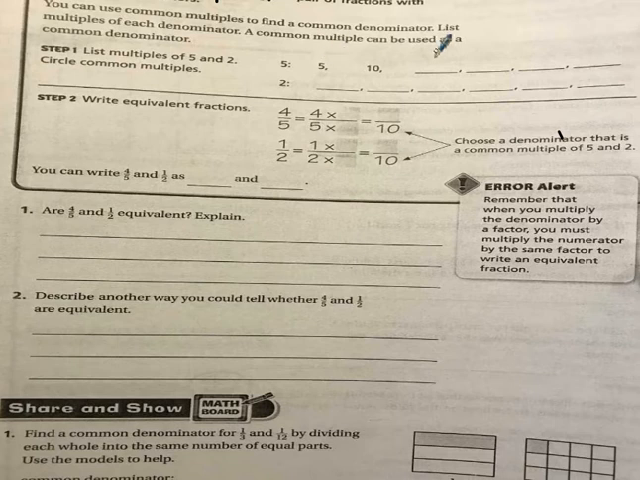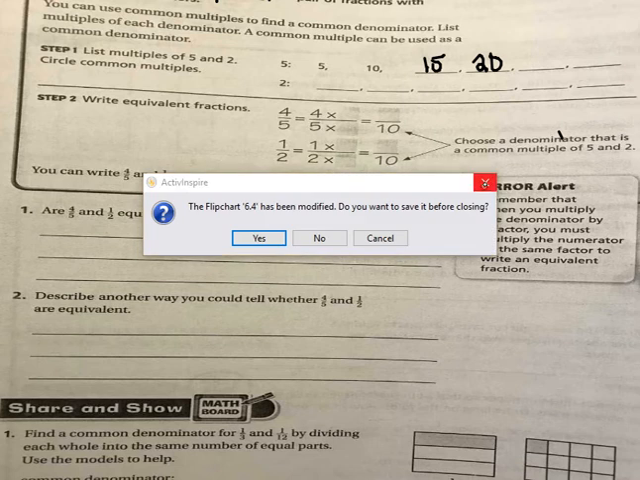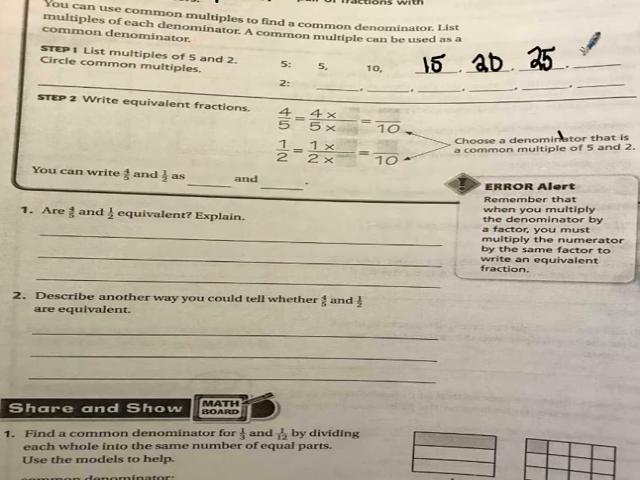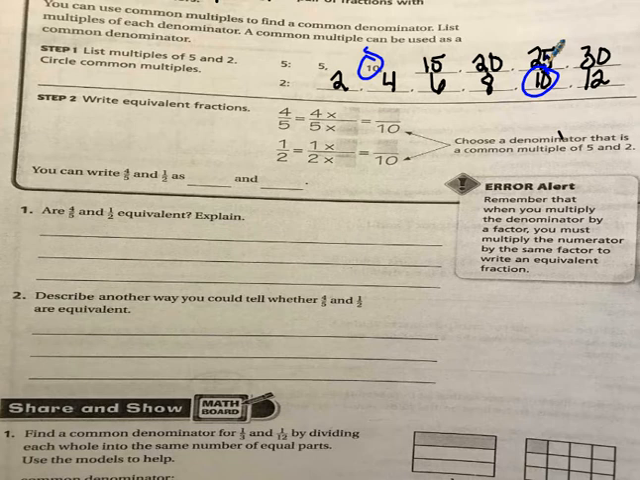So count by fives: 5, 10, 15, 20, 25, and 30. Then we'll go by twos: 2, 4, 6, 8, 10, and 12. Now find the one they have in common. What is the lowest number that both 5 and 2 can go into using multiplication? That would be 10. They both have 10 in common.